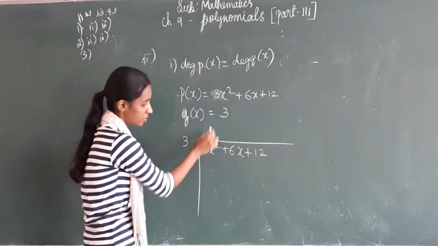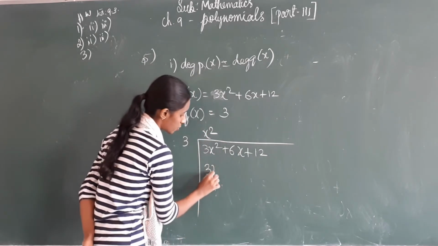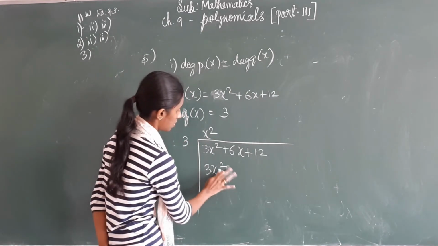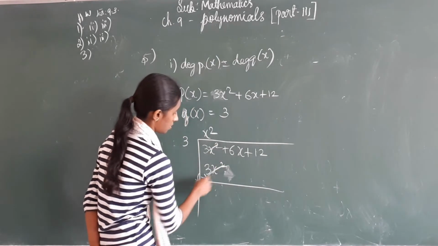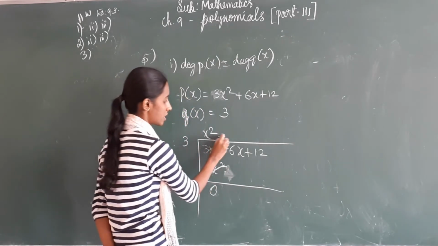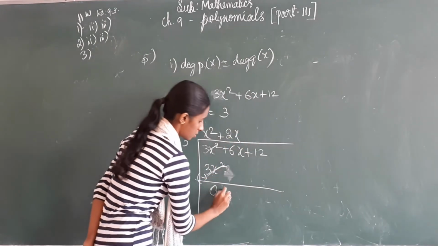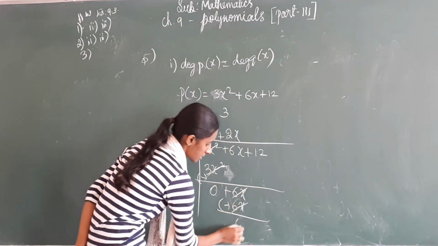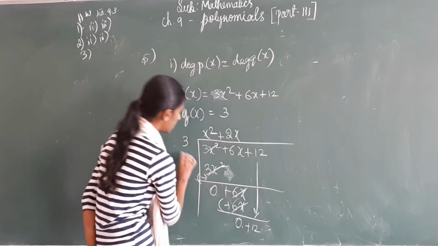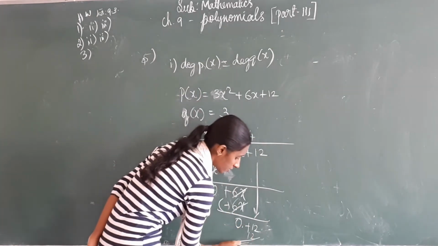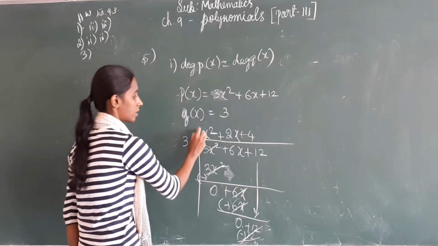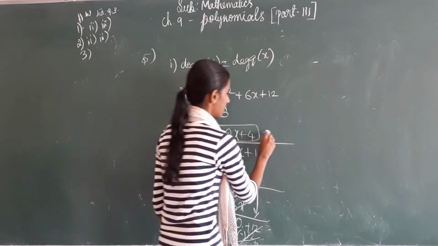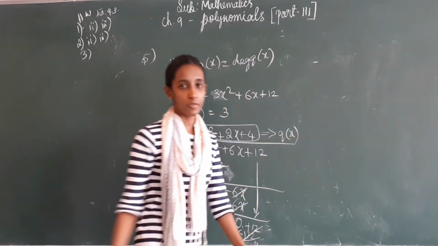Do the division. 3 into how much will give you 3x square? 3 into x square is 3x square. Next, the remainder is zero. 3 into how much will give you 6x? 3 into 2x is 6x. Next, 3 into how much will give 12? 3 into 4 is 12. Remainder 0. So what is the quotient that you have got? x square plus 2x plus 4. This is the quotient.